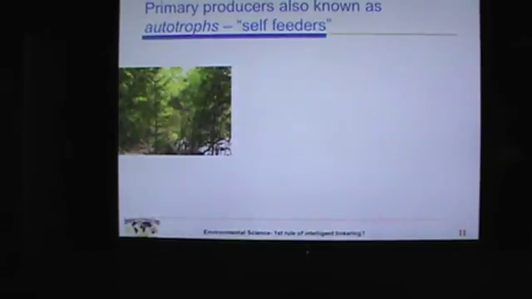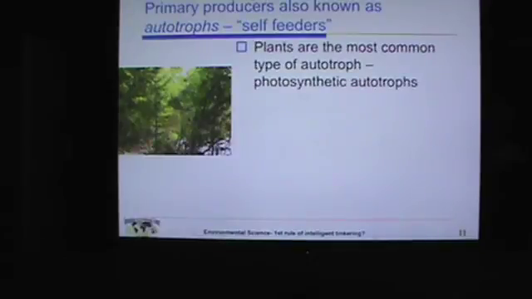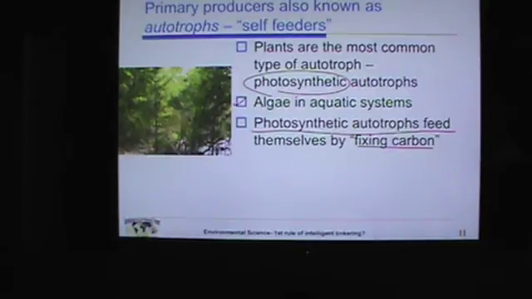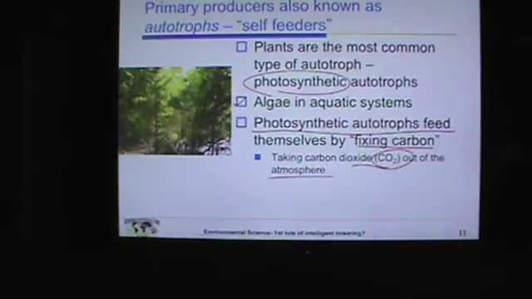So, primary producers, autotrophs, self-feeders. Plants are the most common types of autotrophs. Photosynthetic, they take the sun's light and synthesize sugars. Algae in aquatic systems. Photosynthetic autotrophs feed themselves by, and this is a term you'll see in other nutrients, fixing carbon. In other words, taking carbon in an unusable form, in this case carbon dioxide, and fixing it into something that we can use for energy, like a sugar. Taking carbon dioxide out of the atmosphere, using sunlight as the energy source.